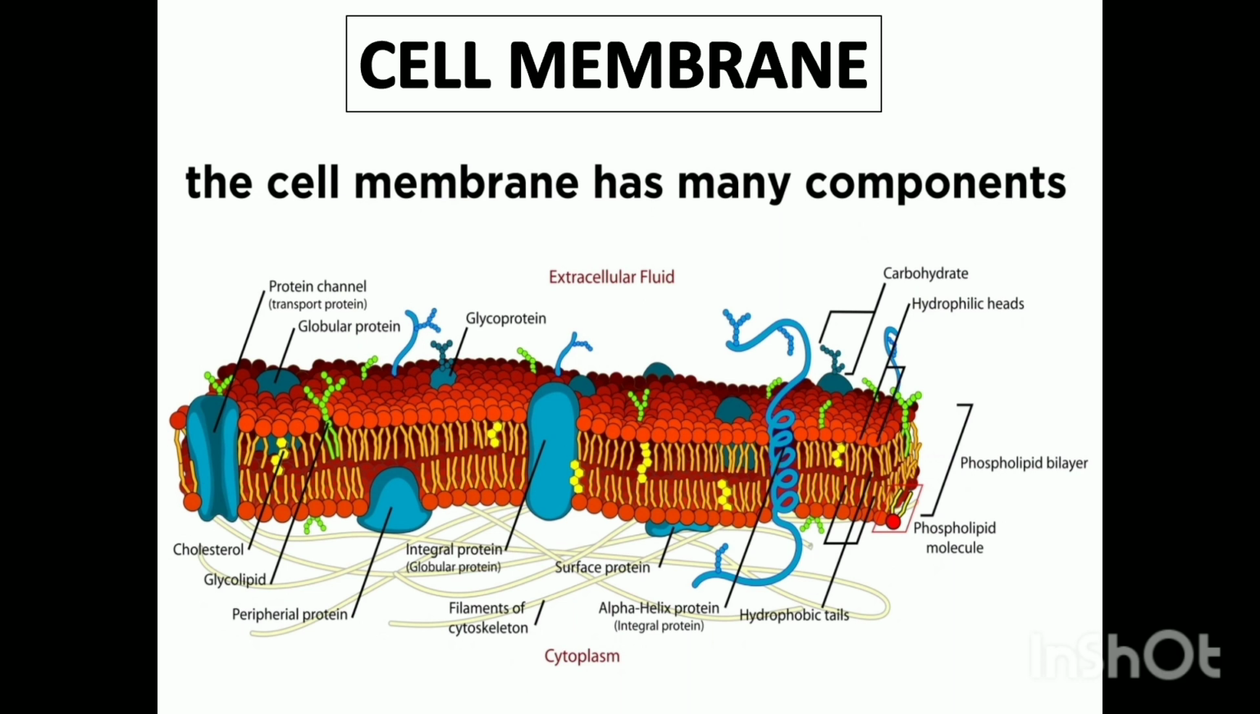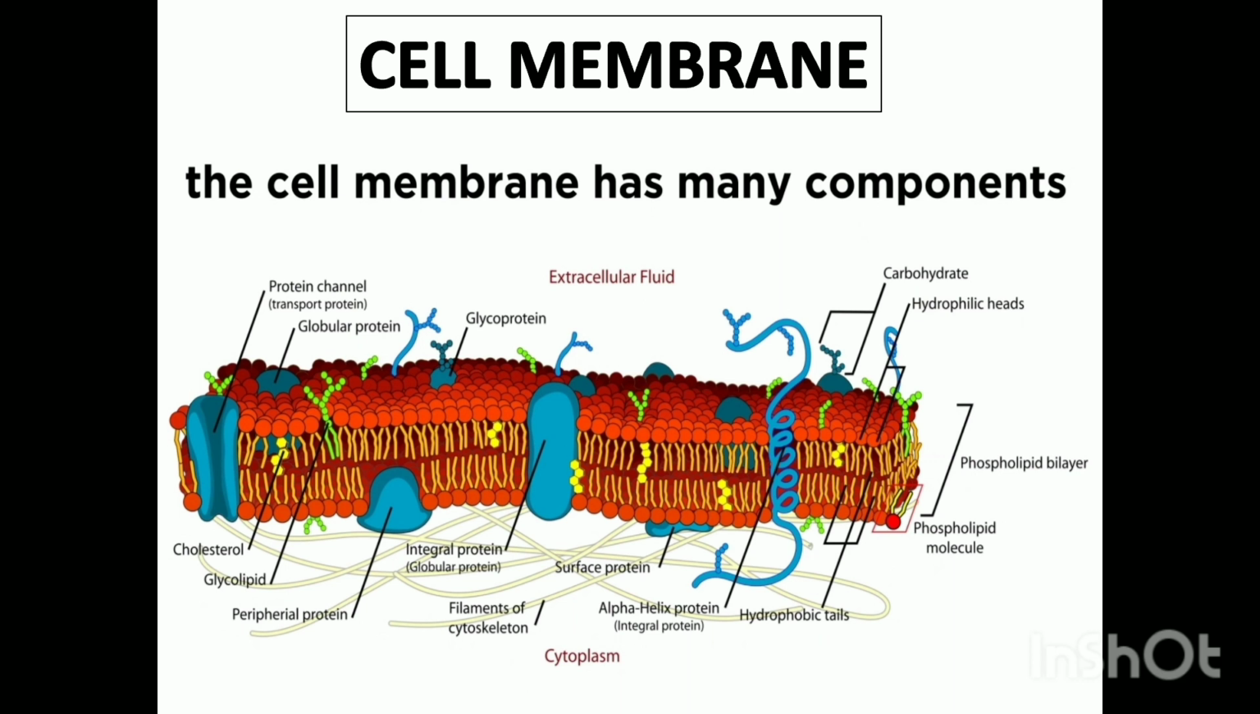As we know, the cell membrane has many components, like the protein channel, which helps to transport molecules by facilitated diffusion. The cell membrane consists of cholesterol, which gives rigidity to the cell. It consists of an integral protein, which also helps in protein transport. There is also the alpha helix protein, which is an integrated protein, the surface protein, and the globular protein, which is also an integrated protein. There is a peripheral protein. This all helps with the transportation.